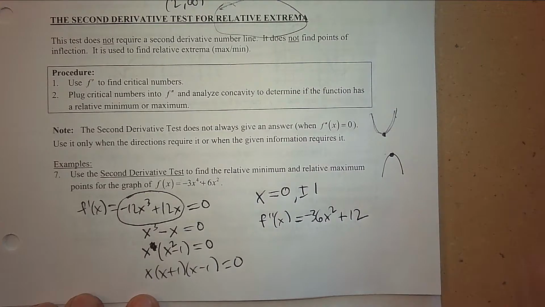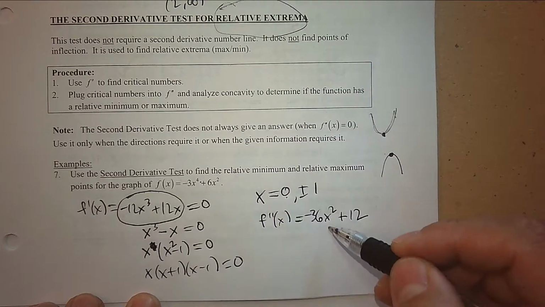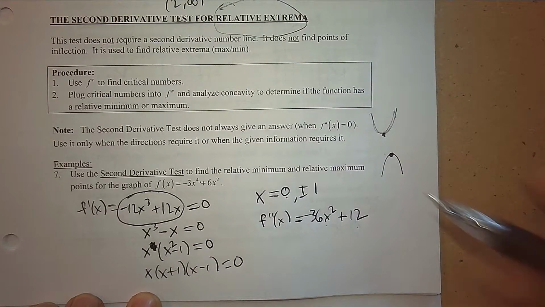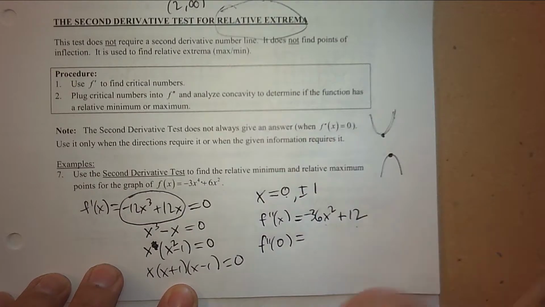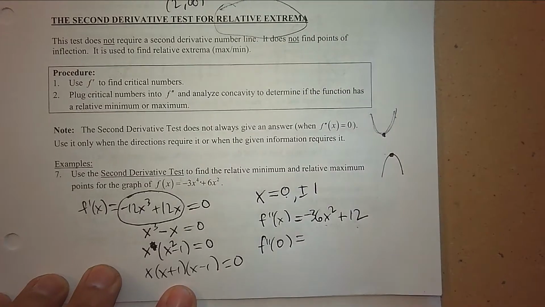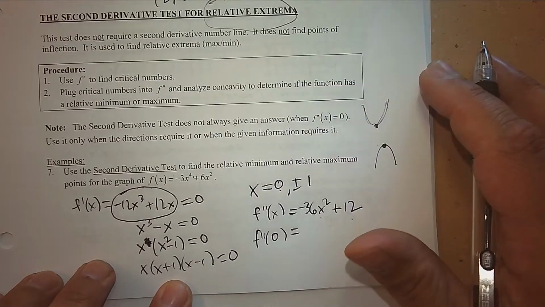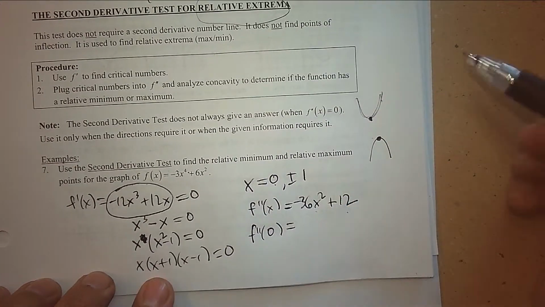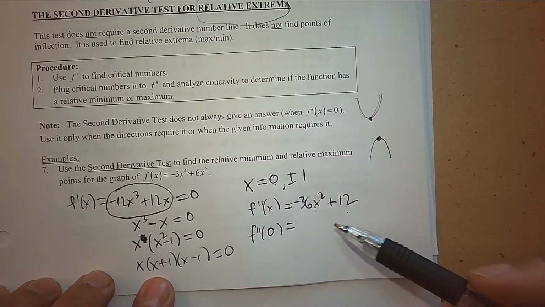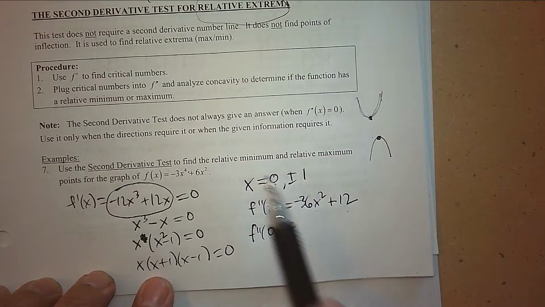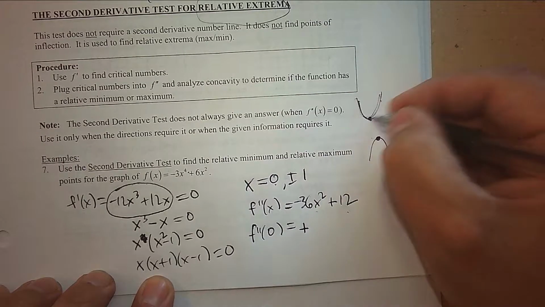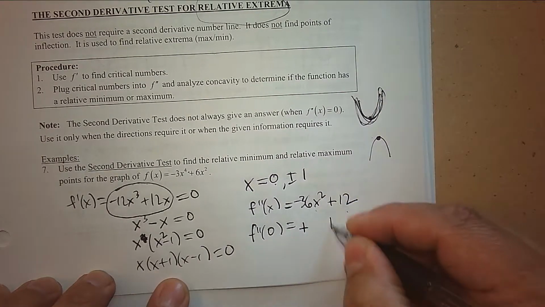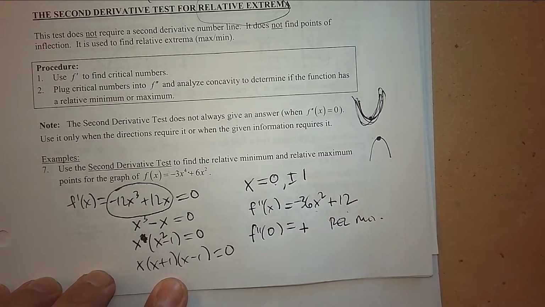What we're going to do is plug these numbers into the second derivative. I don't care what the number is. I care if it's positive or negative or neither. If it's neither, then there's no concavity, and it can't be a relative maximum. So plug in 0. Is the answer positive or negative? What does that mean? Which means relative minimum at x equals 0.